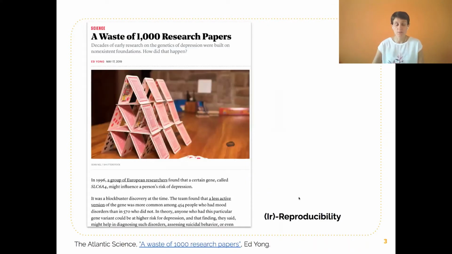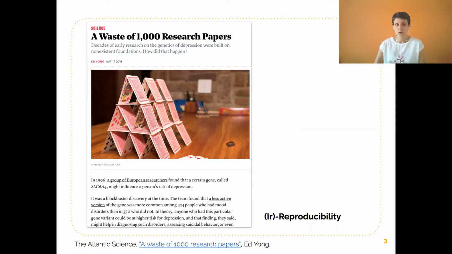My first example is a news article that was published in The Atlantic, entitled "A Waste of 1,000 Research Papers." In it, the journalist discusses a study that was run recently that was trying to reproduce a landmark paper in genetics. The original one was published in 1996. They tried to reproduce the results using a much larger data set, and by doing so, they couldn't reproduce the original results.